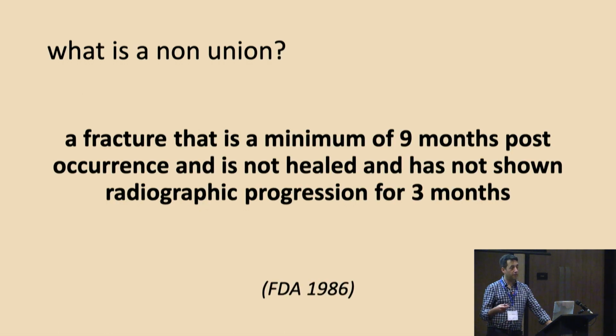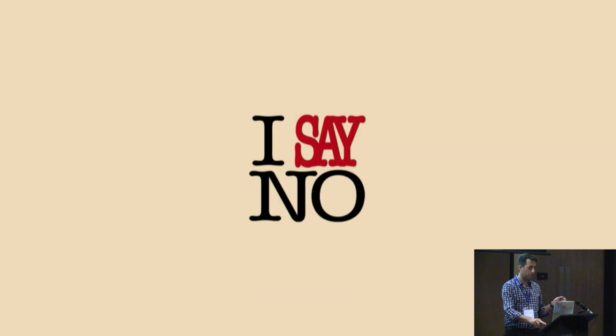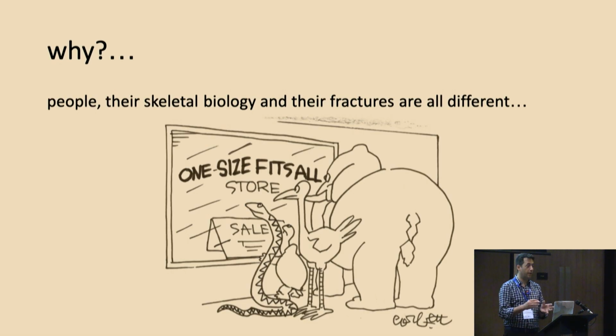So the first thing I ask is, what is a non-union? And if you Google what is a non-union, you can find a phenomenal definition by the Americans. The FDA will define it, and it gives a temporal period to what a non-union is, and it absolutely stands by it, and this is what you should use if you're going to write a paper on non-unions, and I say that's not right. I think a non-union is bespoke to each individual. It can't have a one-size-fits-all situation.